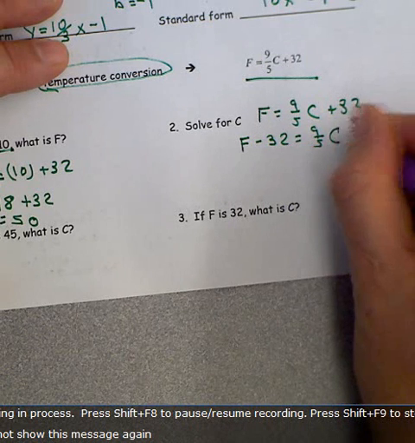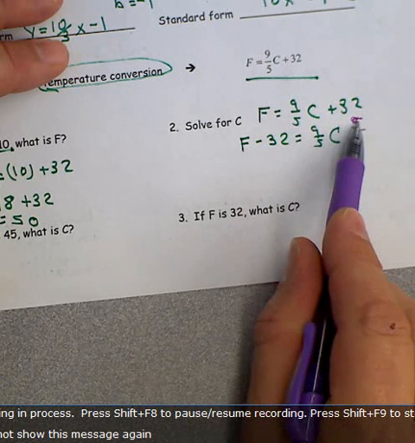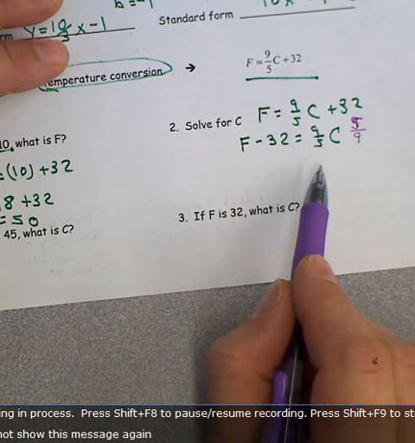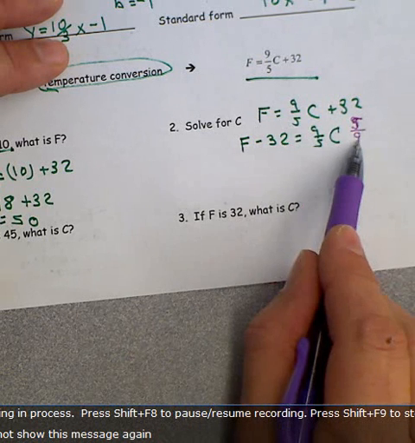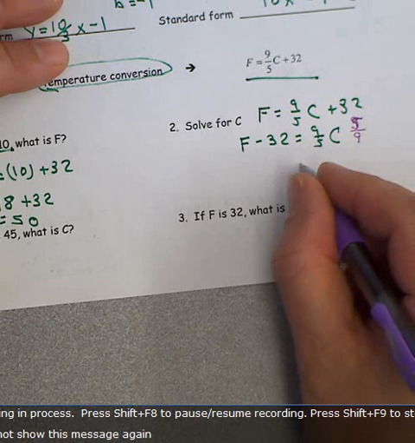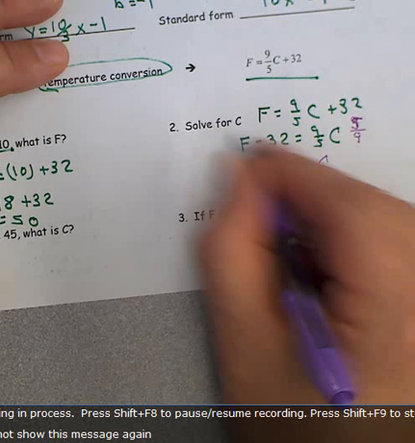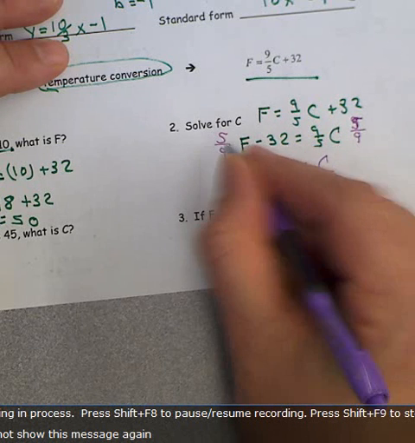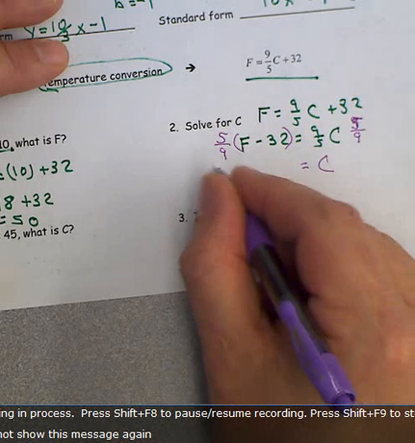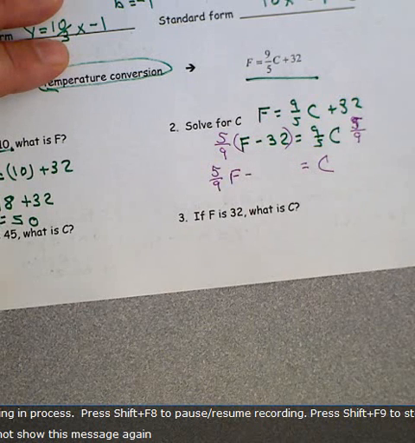5/9, and that way on top 9 times 5 is 45, 5 times 9 is 45. When I divide, I get 1. Or the 9's cancel out, the 5's cancel out, and I get 1. So I just get C over here. If I multiply this side by 5/9, I have to multiply this side by 5/9, the entire thing. Which gives me 5/9 F minus, let's see, I need 32 times 5/9.